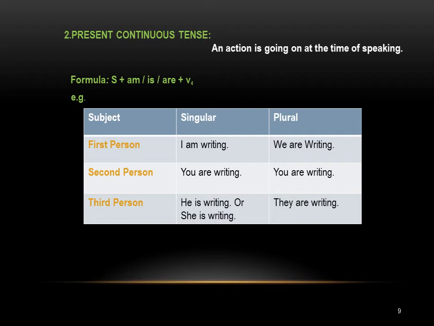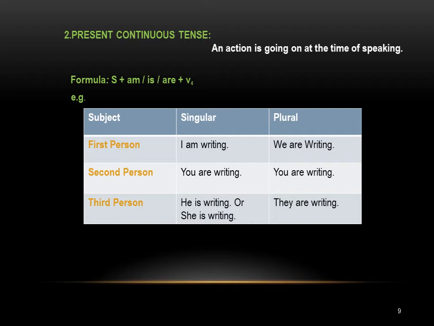In singular column, he is writing or she is writing. Here, he and she are used for the subject. Is is used as a helping verb and writing is the present participle form of the verb. Next, in the plural column: they are writing. They is the third person subject, are is the helping verb, and writing is the present participle form of the verb.